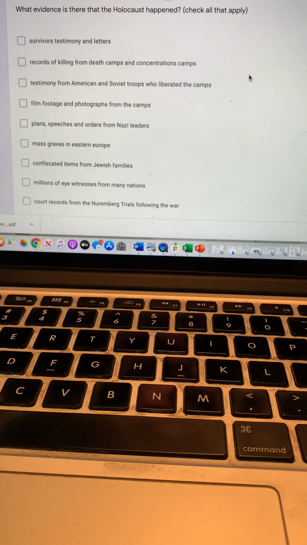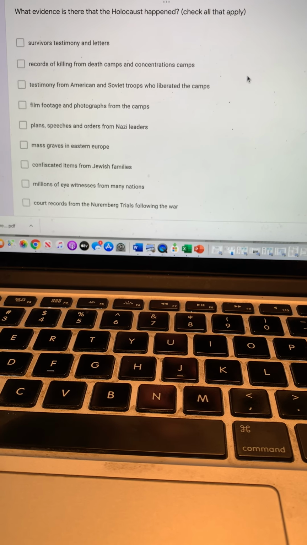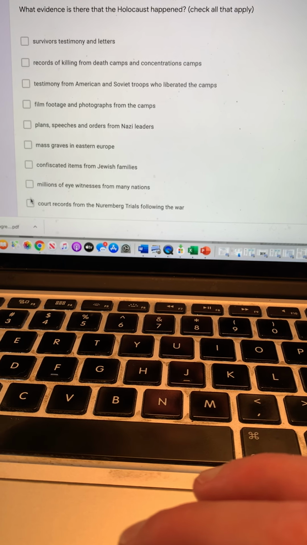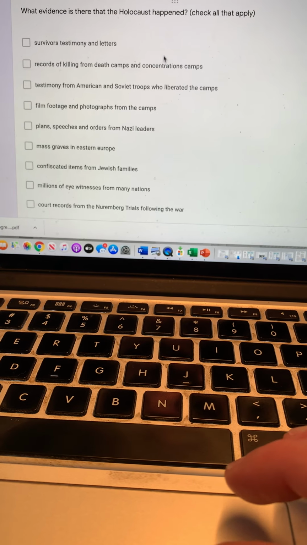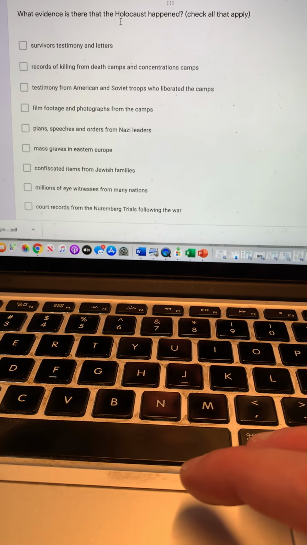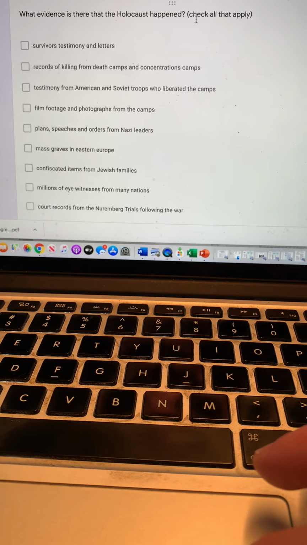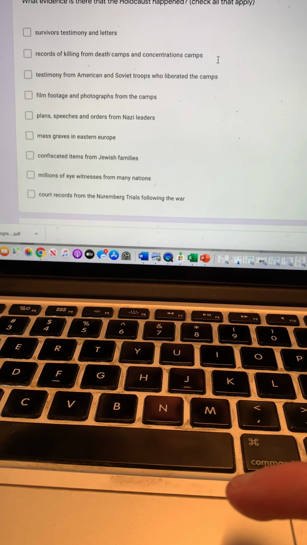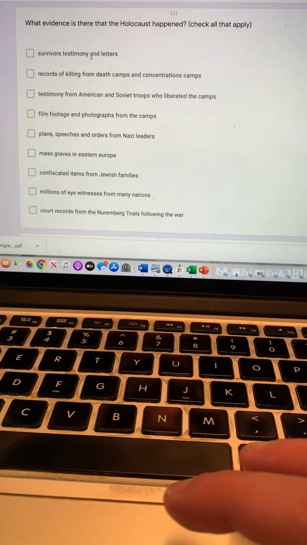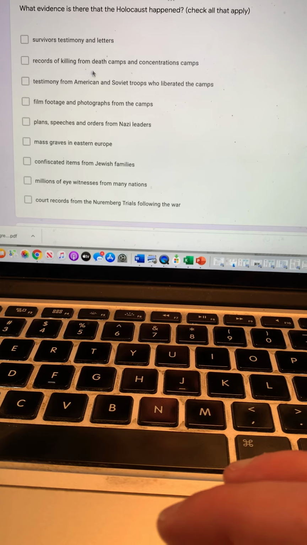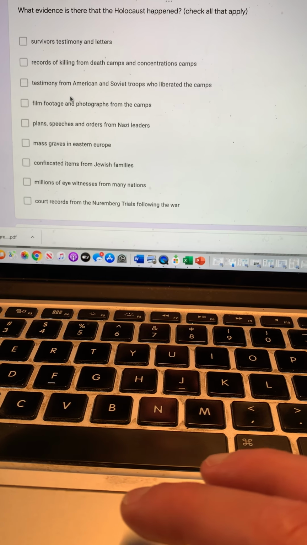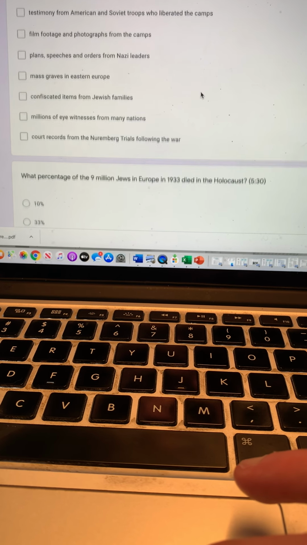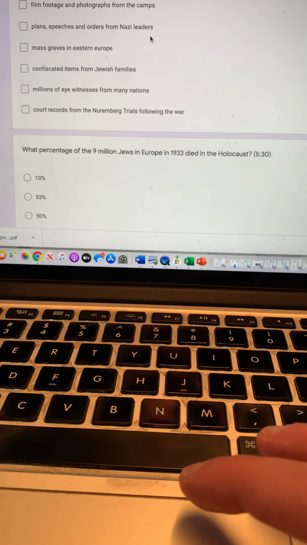As historians, there are lots of different sources to verify that this event happened. It's unfortunate because many of the people who survived World War II are now dying out. They're very old now, and we're no longer going to be able to talk to them individually, but we have testimony on video and letters from survivors. There are records that the Germans made from the death camps and concentration camps. There's testimony from American and Soviet troops who liberated the camps. There's film footage and photographs. There are plans, speeches, and orders from the Nazi leaders.